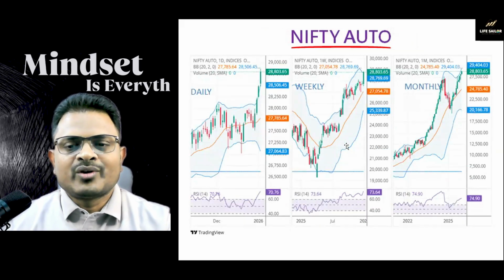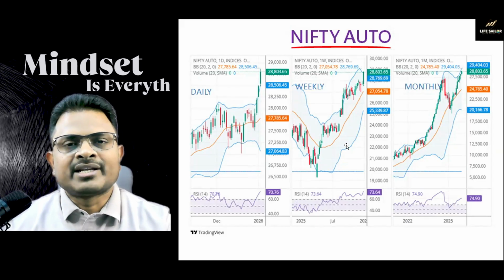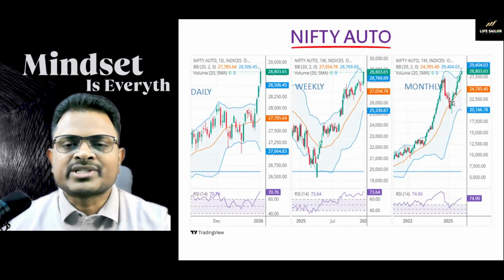Next, Nifty Auto, all three RSI above 60. Fantastic rally when our government has reduced GST rates. Since then, our auto sector is performing well and giving continuous rally. So on monthly chart, we can see clearly one side rally is happening in auto sector.